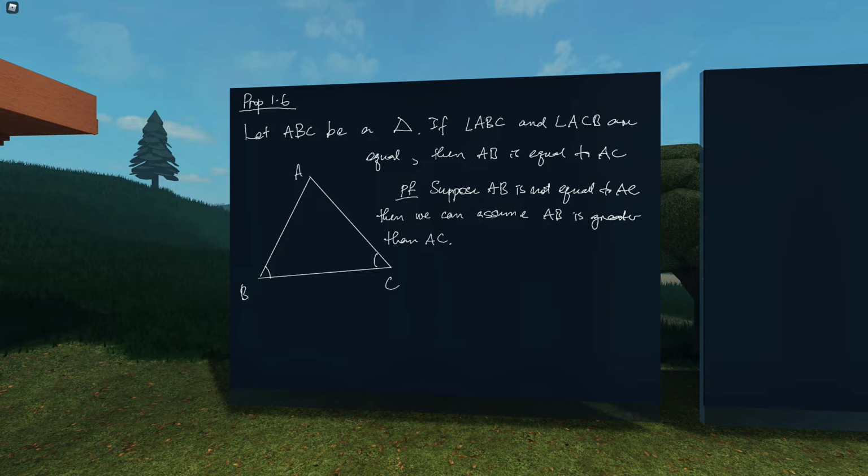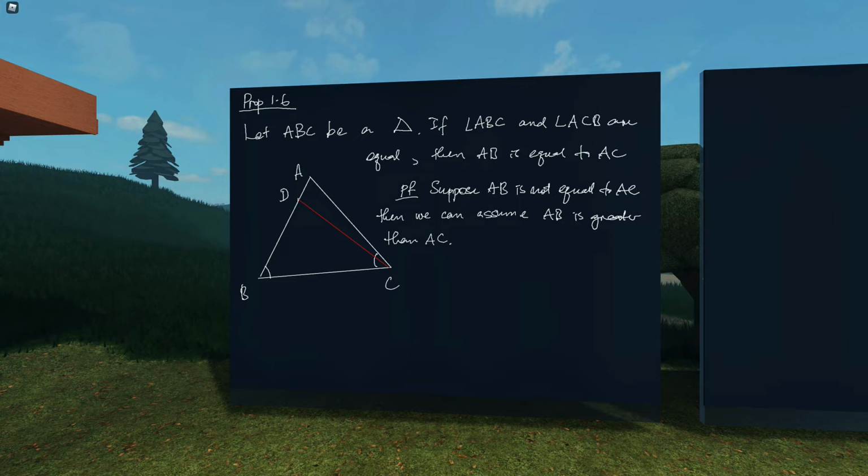What we're going to do here is use proposition 1.3 to cut off a length on AB, a point here, such that BD is equal to AC, and we're going to construct this line here. Let me just draw it in first.